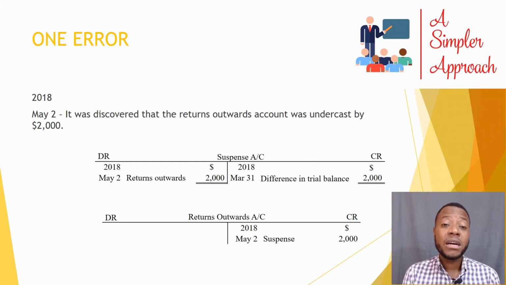Then comes the 2nd of May, where we finally realized what was causing the trial balance not to balance. The returns outwards account was undercast by $2,000.